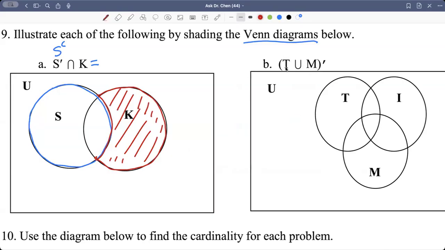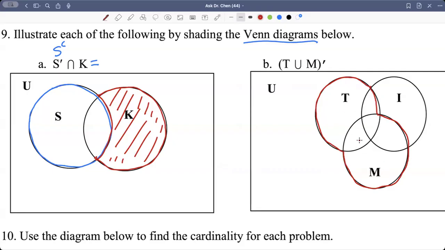Let's see B. T union M. So T is this set. When we union the set M, we get this, right? The T union M. So this is everything inside these red curves.